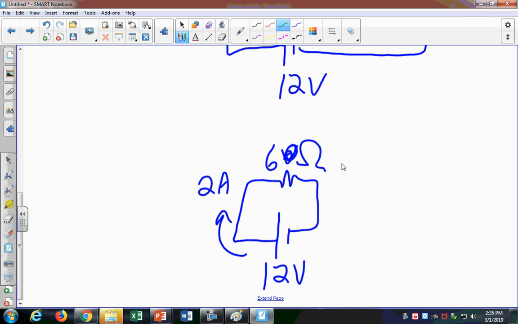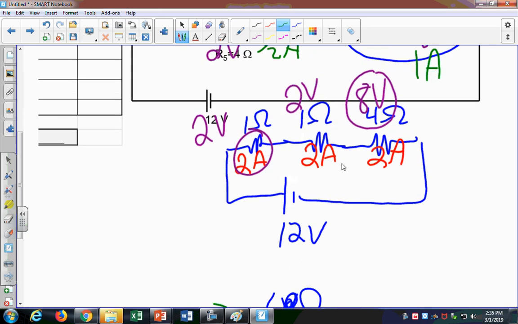And I figure out that I have a 12 volt source and a 6 ohm resistor, so that circuit has 2 amps of current. Then I step back and say, okay, I have 2 amps here, 2 amps here, and 2 amps here, because resistors in series have the same current. Now, if I have 2 amps over a 1 ohm resistor, since V is equal to IR, that tells me I have 2 volts of potential here, and here, 2 amps times 4 ohms gives me 8 volts.